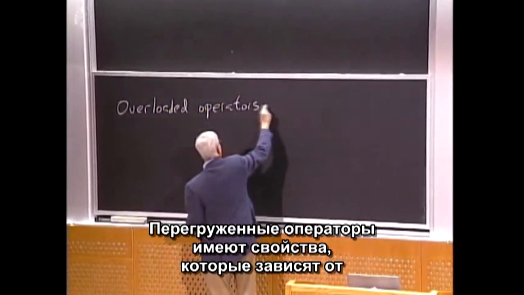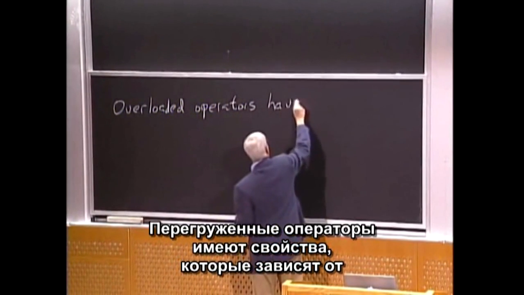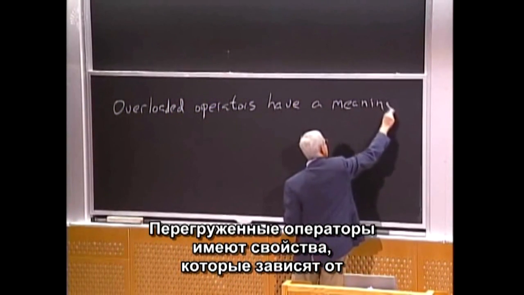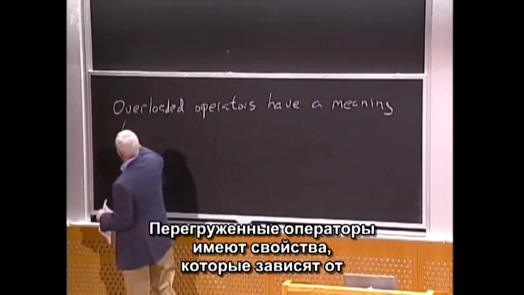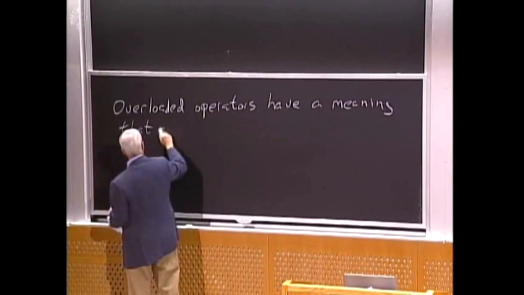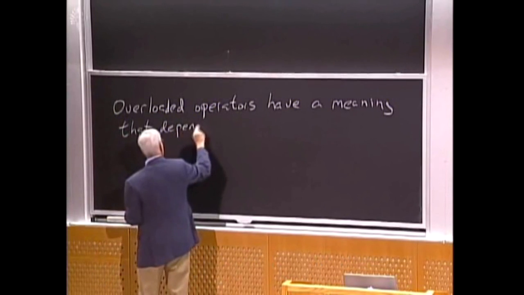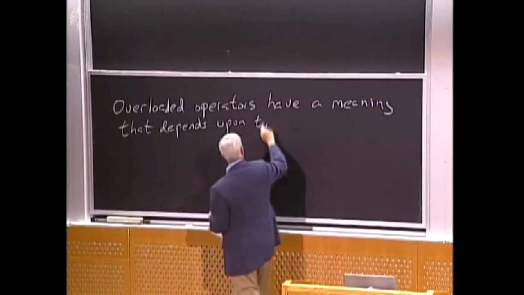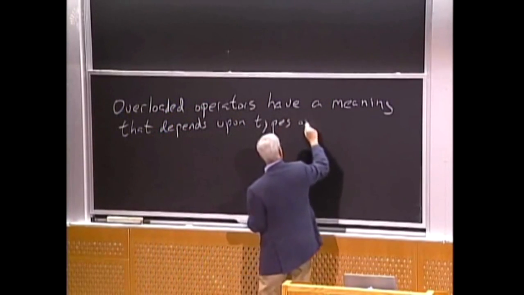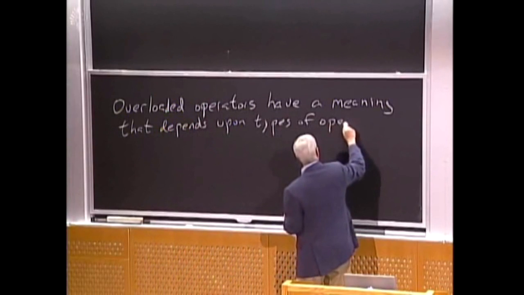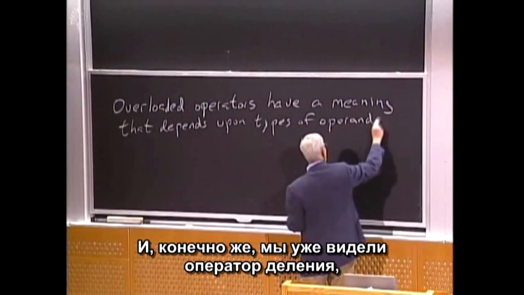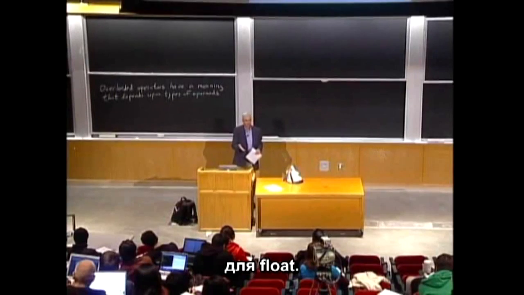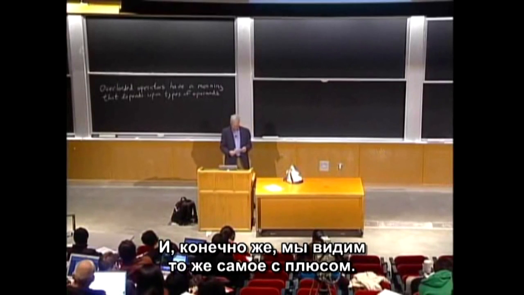So overloaded operators have a meaning that depends upon the type of the operands. And of course, we've already seen that with the slash operator, which means one thing for ints and another thing for floats. And of course, we see the same thing with plus.